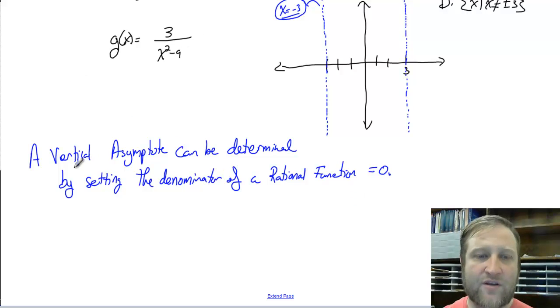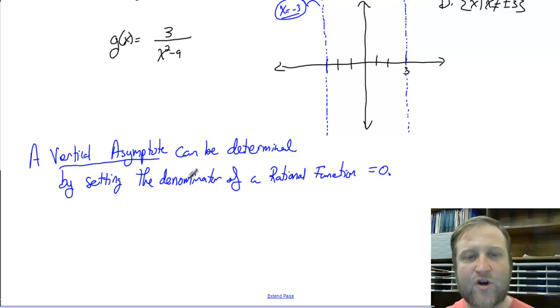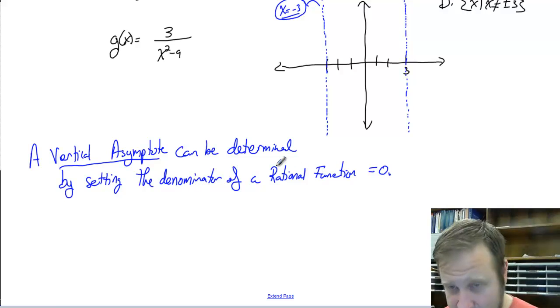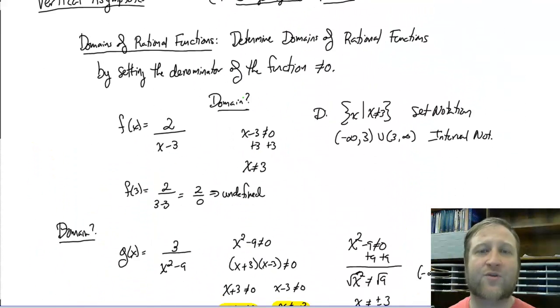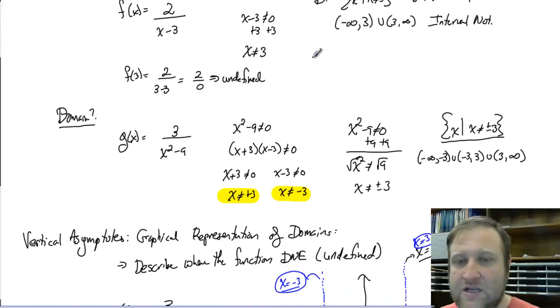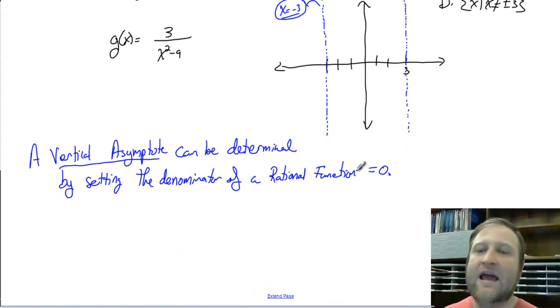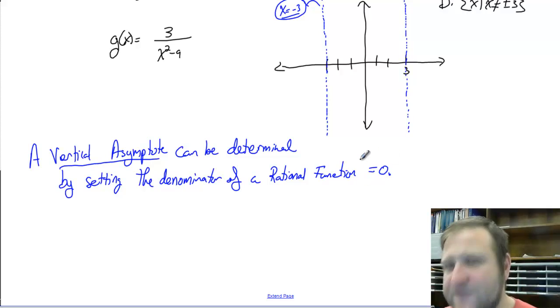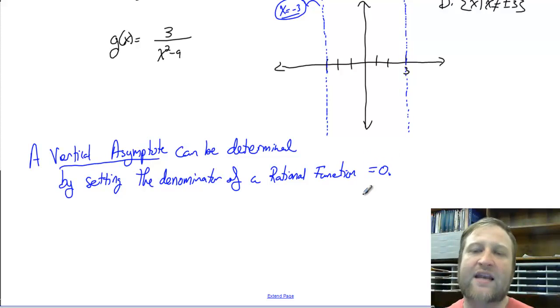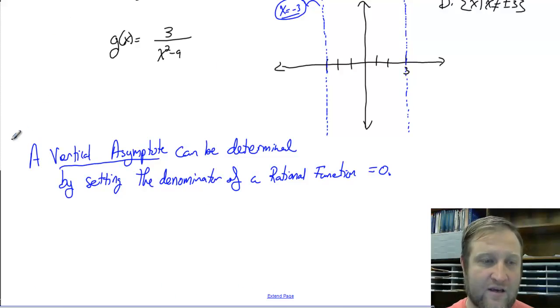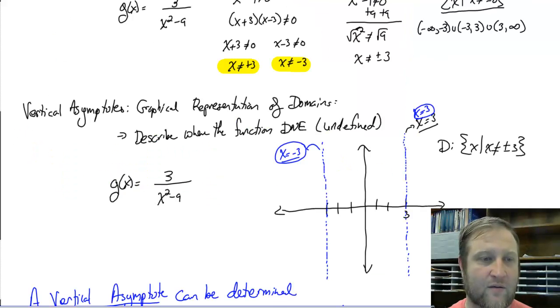So notice here, in order for us to find a vertical asymptote, we have to set the denominator equal to 0. In order to find the domain, we have to set the denominator not equal to 0. So again, very similar, however, still somewhat different, because here we're going to get an equation of a vertical line. So I will write that in red.